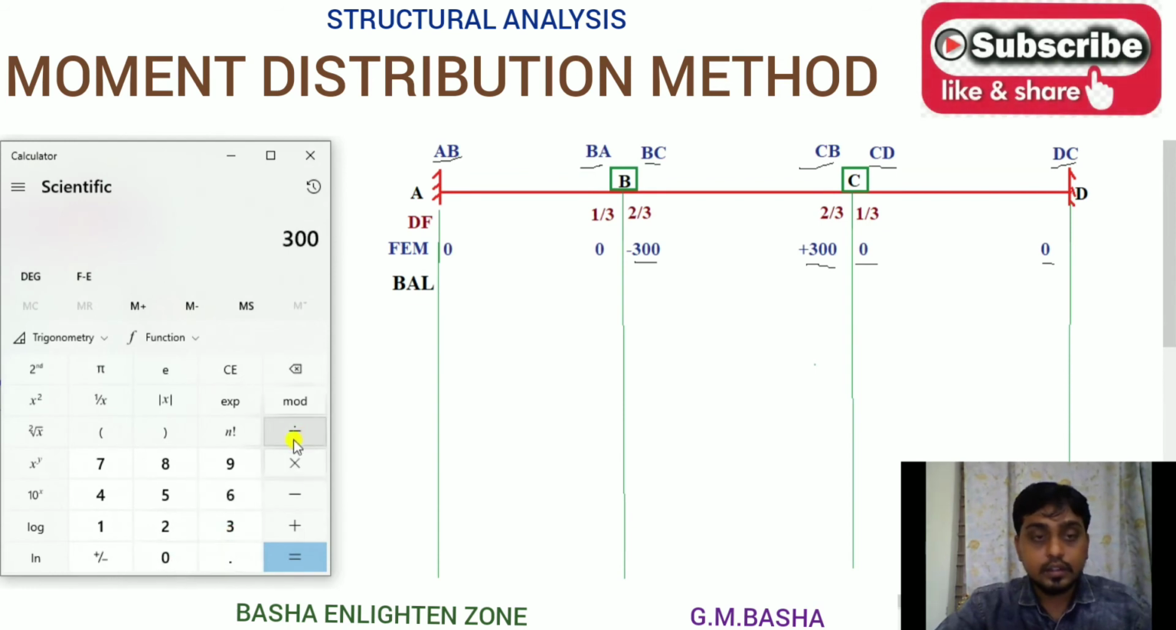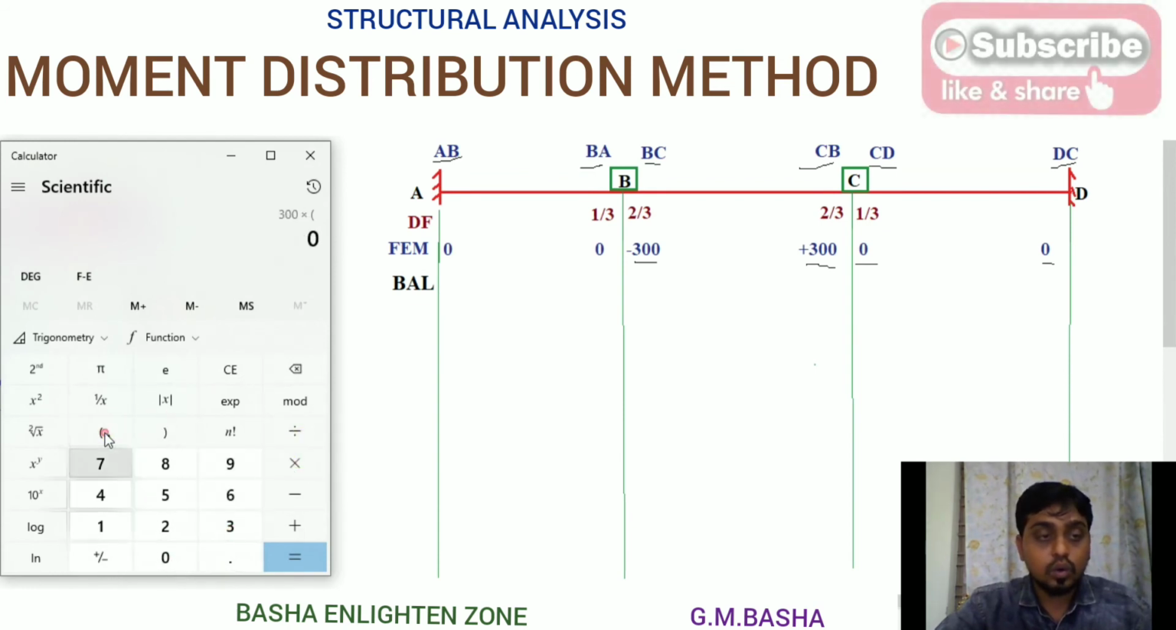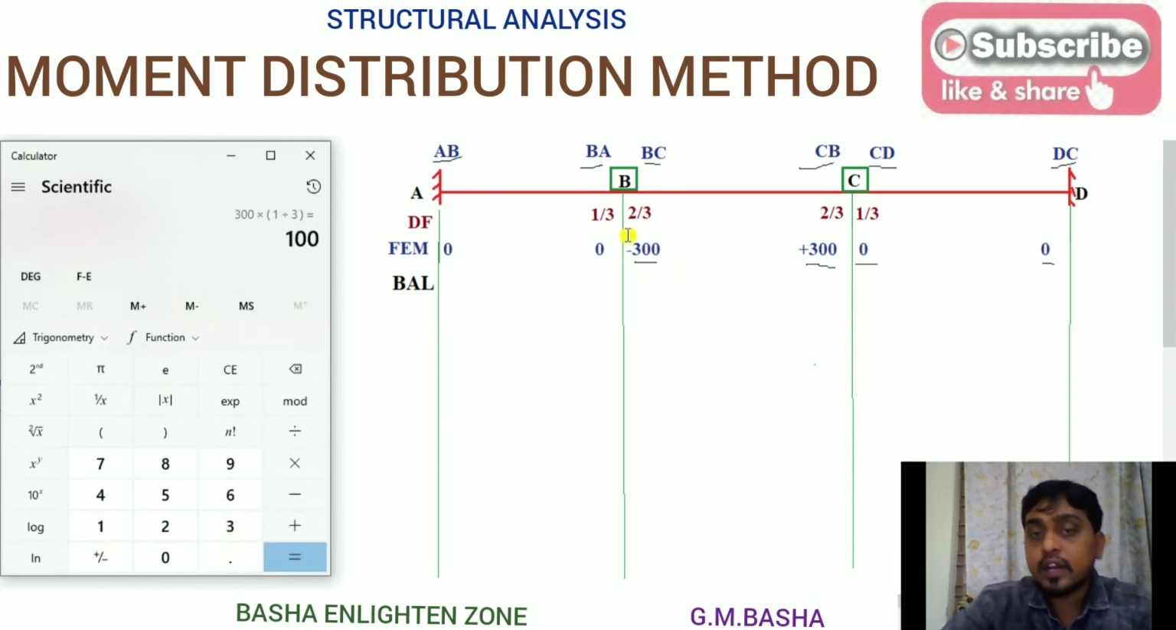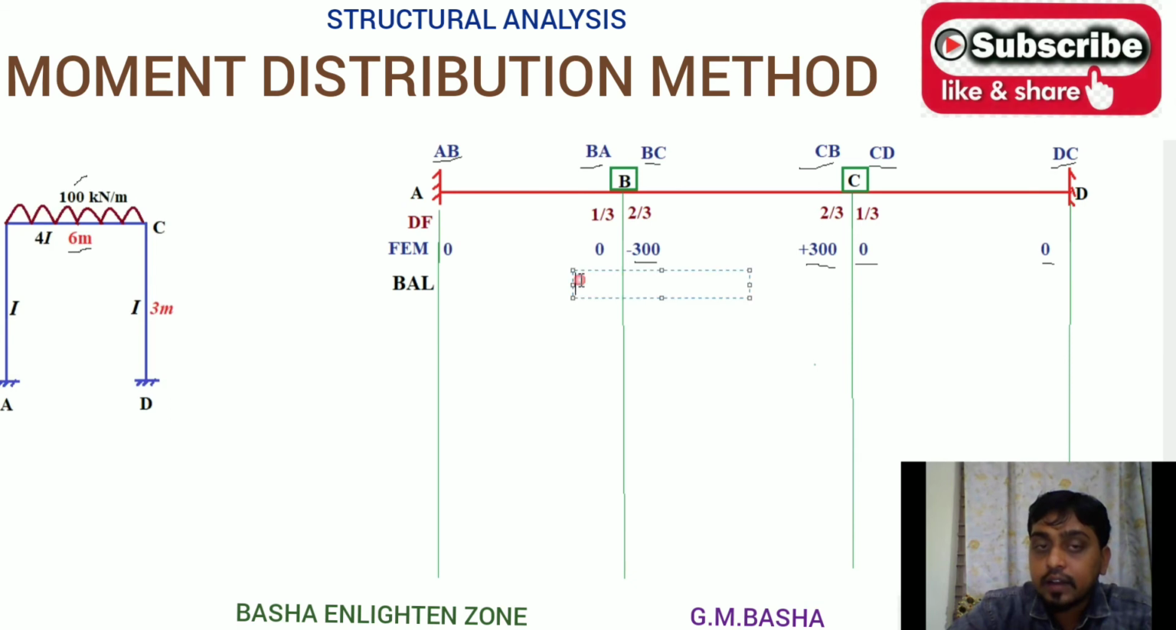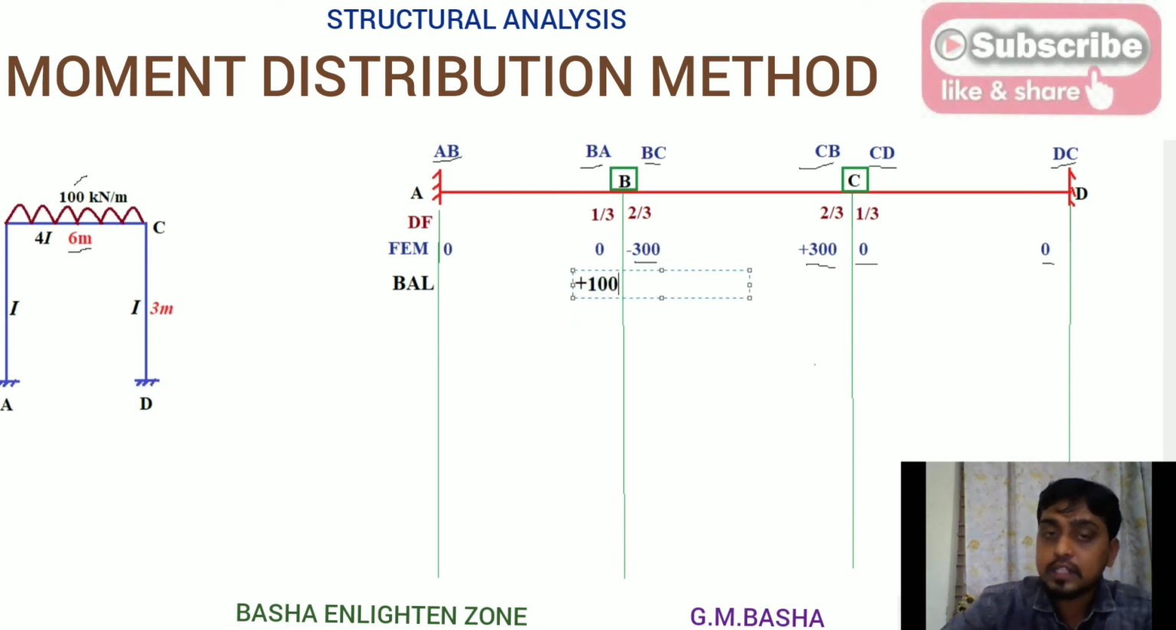Minus 300 into 1 divided by 3. So directly simplify that one, you will get 100 only. 300 divided by 3 will be equal to 100. So here there will be a minus symbol. While taking the balancing step, you always take the opposite value. So for example, you will get minus 100, that is the reason I am taking plus 100. That is the procedure for balancing here.